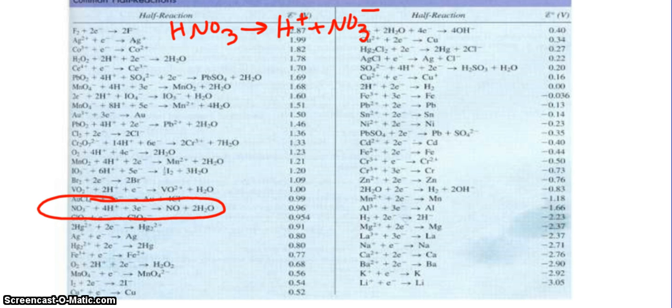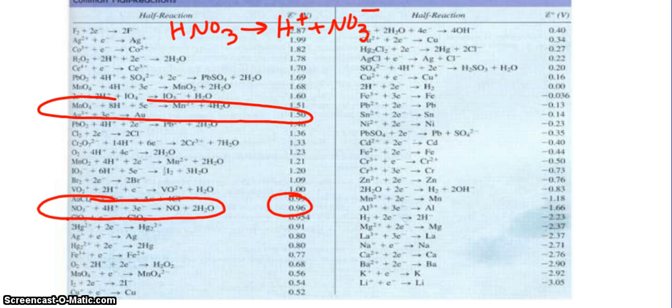That's what we find. Here is your nitrate ion, and here's your H pluses. They dissociated. All right, so here this is at plus 0.96. And then what? We've got to find gold in all this. Where's my gold? Let's see here. I think it is, oh, I found it. Here's gold at plus 1.50.